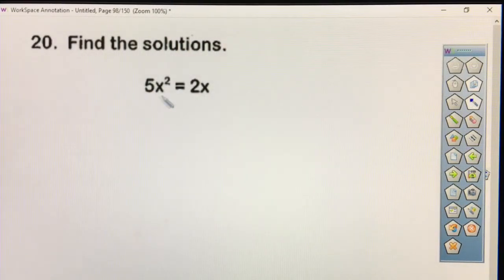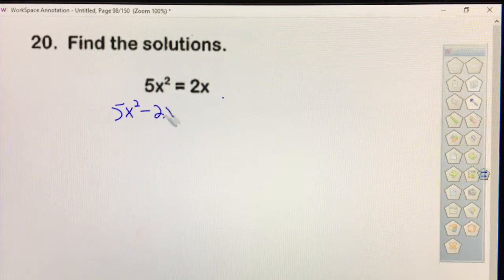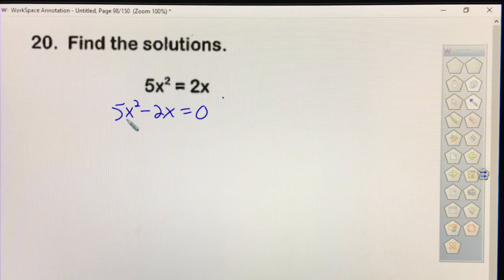Find the solutions. A lot of people think they can just divide by x. That's not how we do this. You have to bring this over. So it's going to give me 5x squared minus 2x equals 0. And this is a strange factoring. It's not factoring a trinomial. It's a binomial. So what I have to actually do is pull an x out.